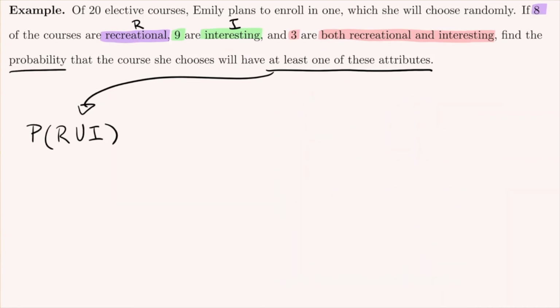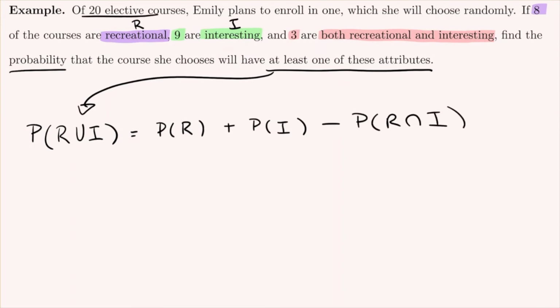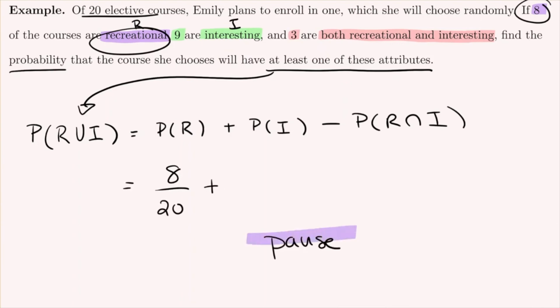Now we know the formula for the probability that something or something occurs is the probability that the first thing occurs plus the probability that the second thing occurs minus the probability that they both occur at the same time. And I think we have information about all of these things. Remember, there's 20 courses possible. Of those, 8 are recreational. So the probability that it's recreational is 8 out of the total 20. Plus, now I encourage you to pause the video, complete the problem, and unpause to check your work.